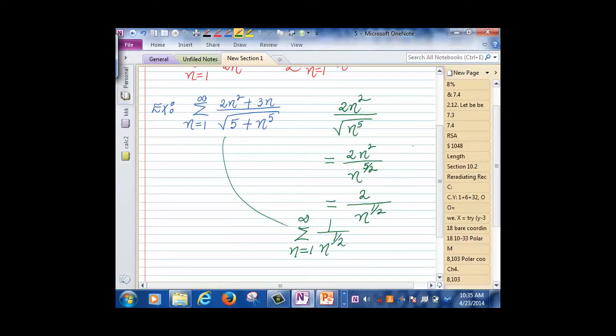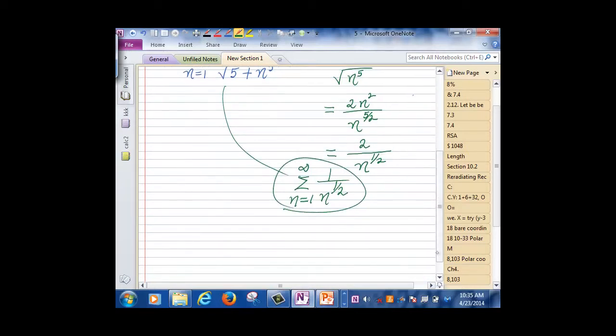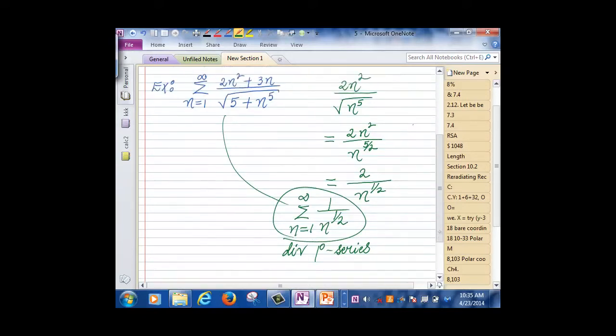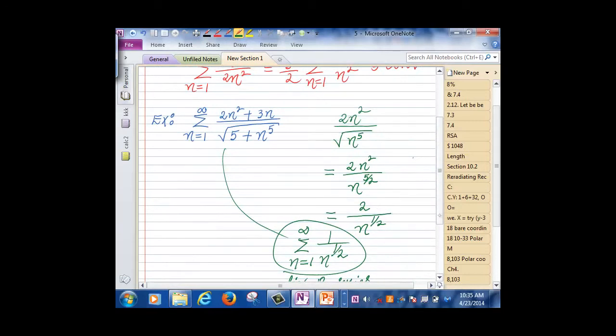And what kind of series is that? It's a p-series, and it's a divergent p-series, right? Because p is less than 1, it's half. So my guess would be that the series that I have in hand is a divergent series, right? Everybody is okay?